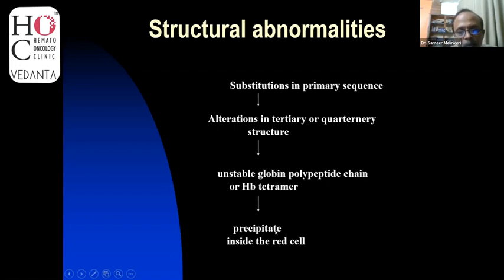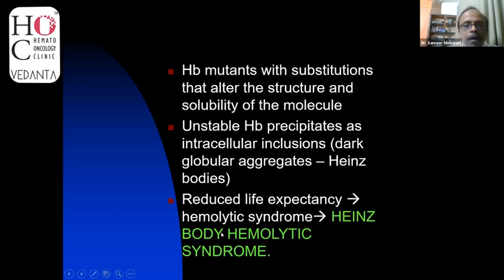And these precipitate inside the red blood cell. These mutant hemoglobins, with substitutions that alter the structure and solubility of the molecule, precipitate as intracellular inclusions or Heinz bodies inside the red blood cells. And when these Heinz bodies are passed through the spleen, the macrophages will try and engulf them, and therefore damage these red blood cells and cause hemolysis.